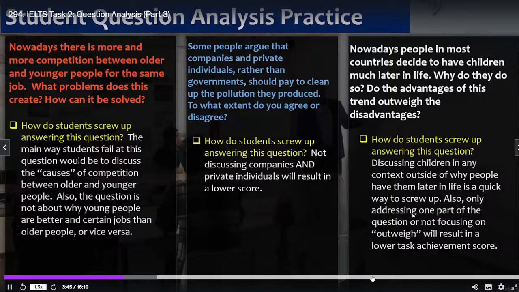For our final question, discussing children in any context outside of why people have them later in life. Also addressing only 1 part of the question or not focusing on the word outweigh. Right? You're not talking about these are the advantages, these are the disadvantages. Outweigh, outweigh.